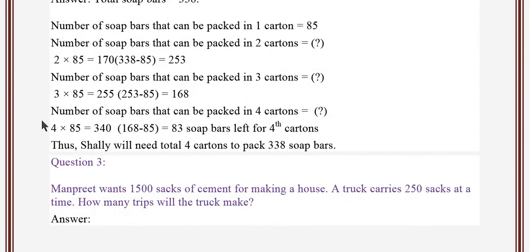Now, number of soap bars that can be packed in 4 cartons: 85 into 4 is equal to 340. 168 minus 85 is equal to 83 soap bars left for the fourth carton. Thus, Shelly will need a total of 4 cartons to pack 338 soap bars.